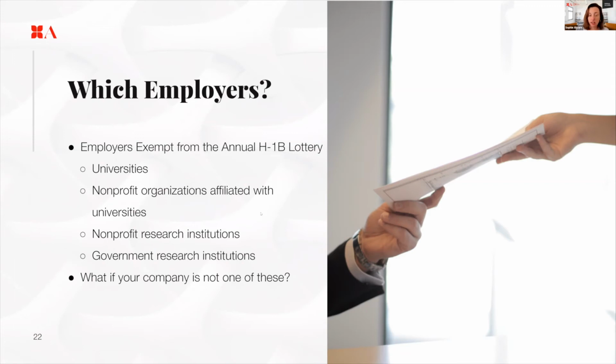So now you're saying, okay, that's lovely, but my startup was just funded by A16Z and we're not a university. How on earth do I use that? So that is what I will talk about next.